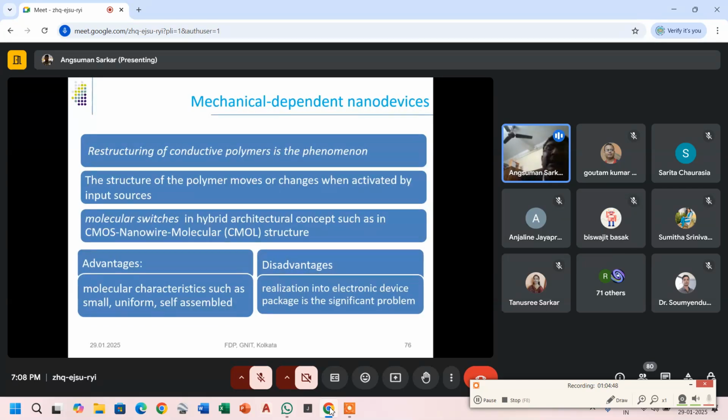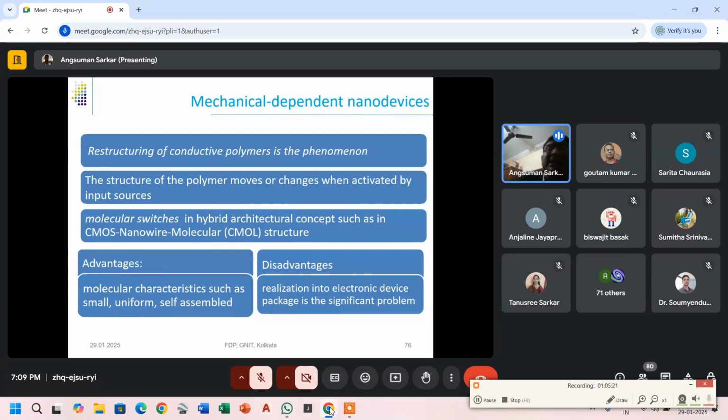Again, another type is mechanical-dependent nano devices. You know the name structure. Nowadays people are trying to obtain nano electromechanical structures, so these nano electromechanical structures can be considered as mechanical-dependent nano devices. The advantages are molecular characteristics such as small, uniform, self-assembled, but the problem is the realization into electronic device packaging, which is a significant problem. The CMOS nanomolecular structure is an example of mechanical-based nano devices.